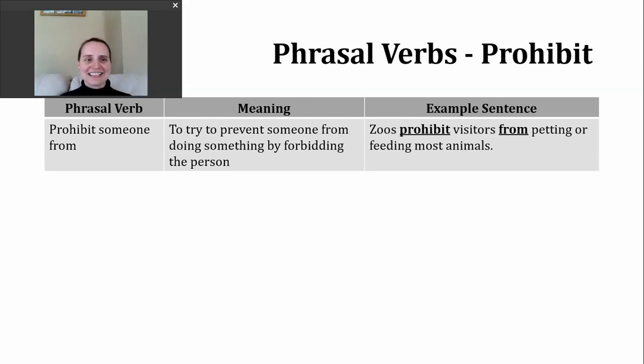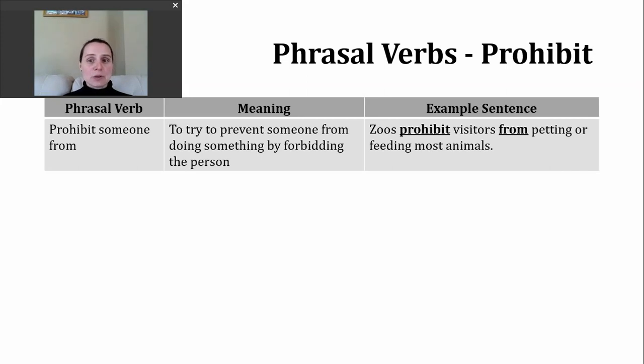Today, I just have one phrasal verb for you. You might be going, phew, after days of many phrasal verbs. And the way you might hear prohibit used is to prohibit someone from, and what's going to come after that, from, is generally a gerund. That's an ing form. It looks like a verb, but it functions like a noun in a sentence. So if you prohibit someone from doing something, you are trying to prevent that person from doing an activity. You might be forbidding the person from doing an activity.